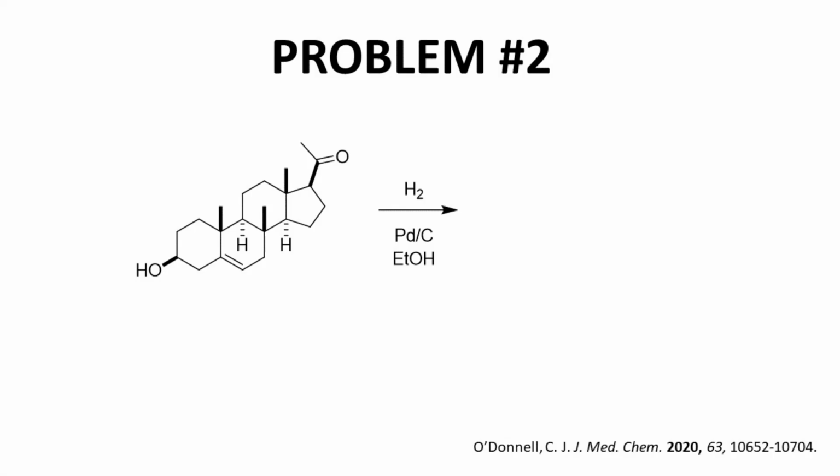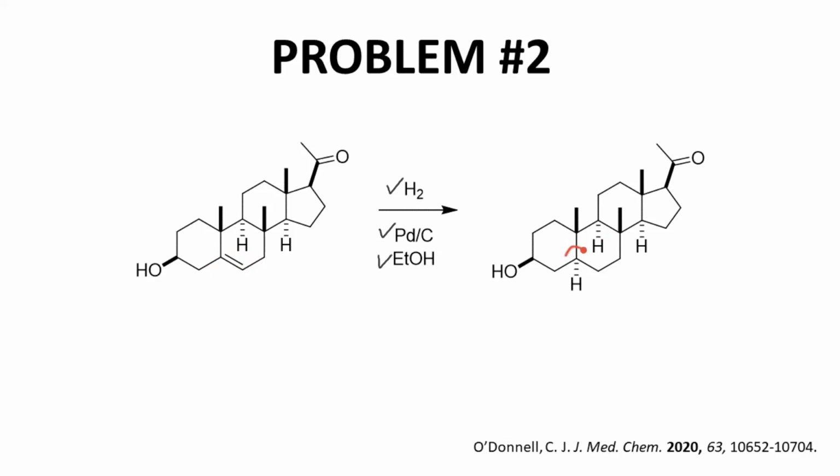Problem number 2. Look over the arrow again. We have hydrogen, palladium on carbon, and ethanol, an alcohol solvent. This is another hydrogenation. We need to look closely in our starting material, but here is the alkene. This alkene should be gone in the product. Sure enough, the alkene is gone. We started with 1 hydrogen on the alkene, and now we have 3 hydrogens on those 2 carbons.